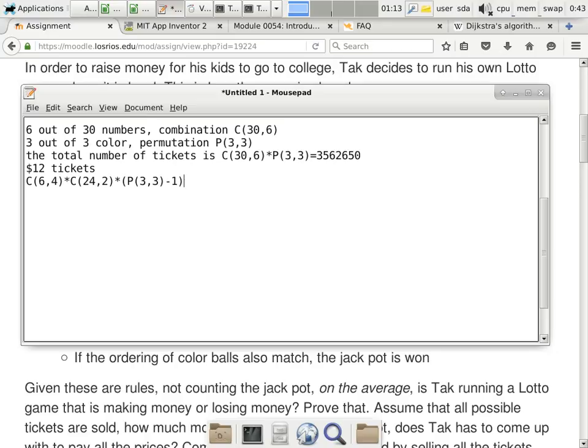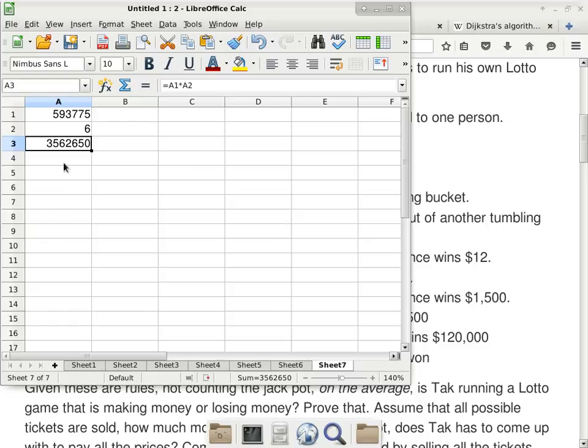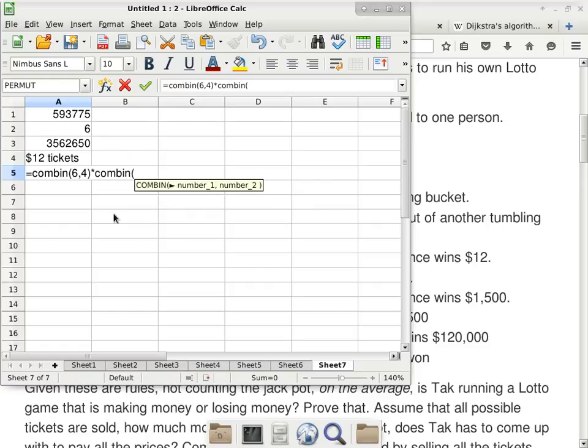Okay, so we want to figure out what this number is. So we'll just go ahead and go back to the spreadsheet. 6, 4, 24, 2, and 5. So these are the $12 tickets. So we are looking at combination 6 out of 4, 24, 2 out of 24, and 5. The 5, remember, is because of the permutation of 3, 3 minus 1.